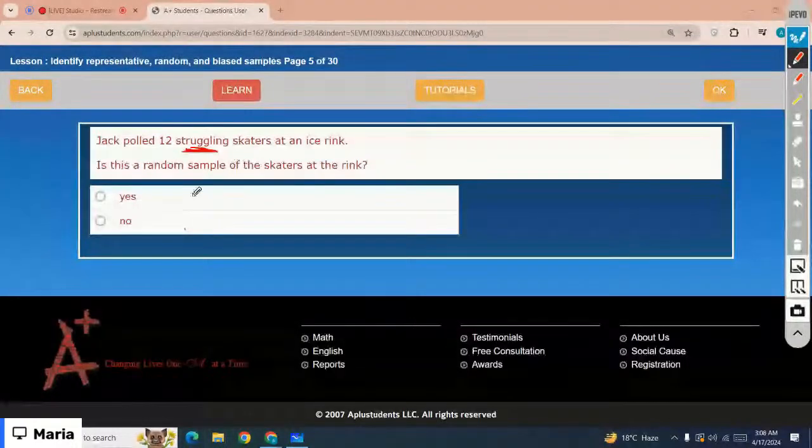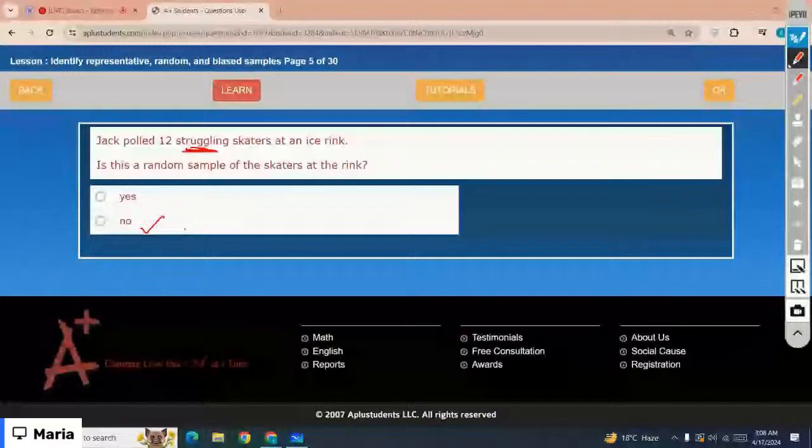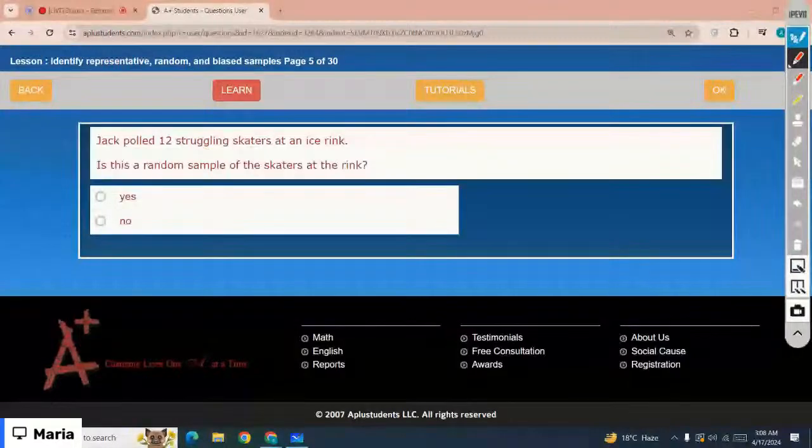The correct option is no, they are not the random sample. Got it? They are biased samples because they are struggling.